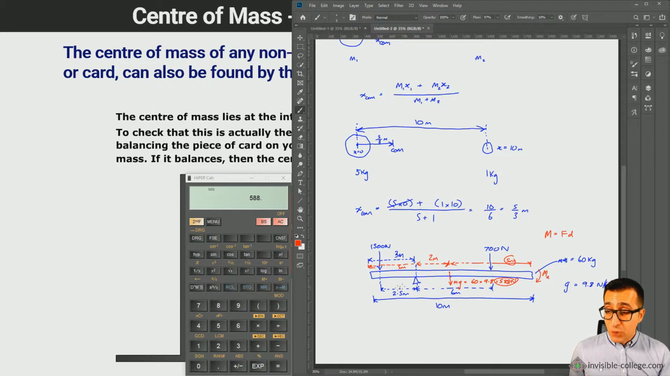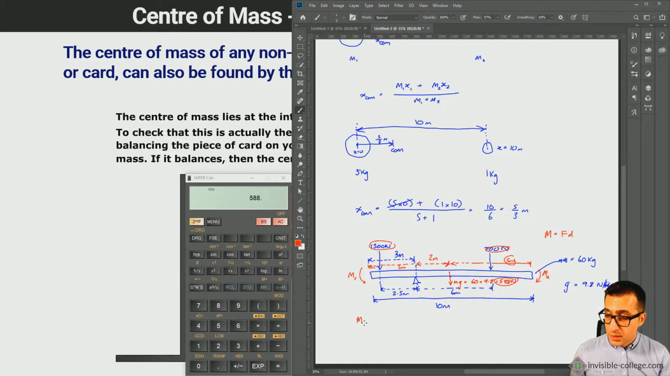So now that we've got all of the forces which are acting, we have this force, we have this force, we have the weight of the seesaw itself, we now need to look at the resultant moment. What happens when we look at the anti-clockwise moment and the clockwise moment? Well, we have 588 newtons acting at a distance of 2 meters from the fulcrum here, and we have a 700 Newton force acting at a distance of 6 meters from the fulcrum here. So let's start with the anti-clockwise moment.